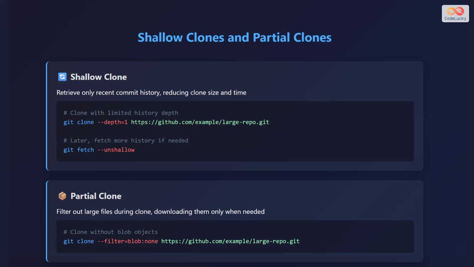A partial clone filters out large files during the clone process, downloading them only when needed. You can clone without blob objects using the command git clone --filter=blob:none followed by the repository URL.